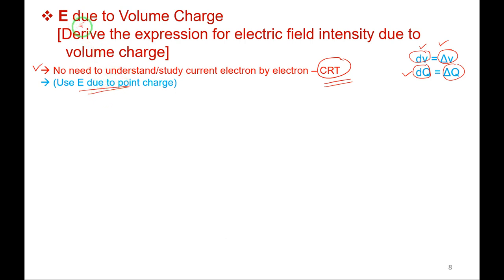Next we will go for the derivation. Derive the expression for electric field intensity due to volume charge. Volume charge means I have to consider some volume. I can consider any volume, so I will consider some amoeba shape, and I will assume that it is positively charged everywhere. This is the volume charge. You can consider any shape; I have taken this shape. So the total volume is V, and the charge is defined by the volume charge density rho V. Rho V is the volume charge density of this given volume.